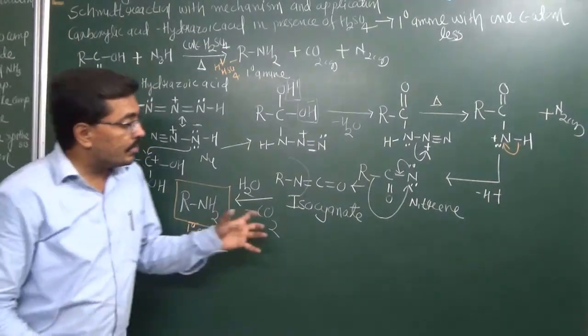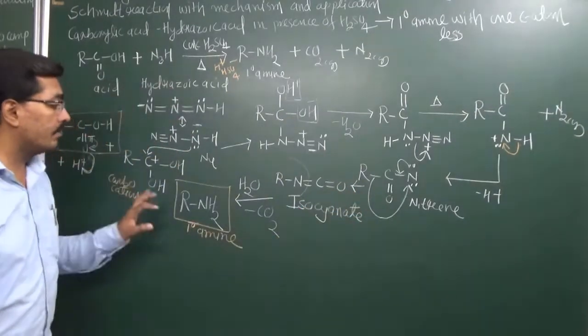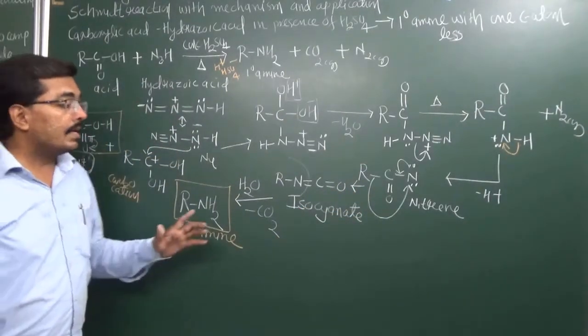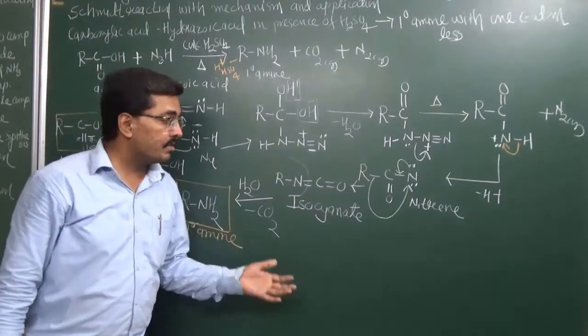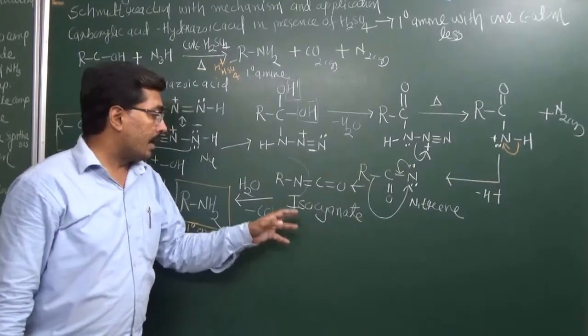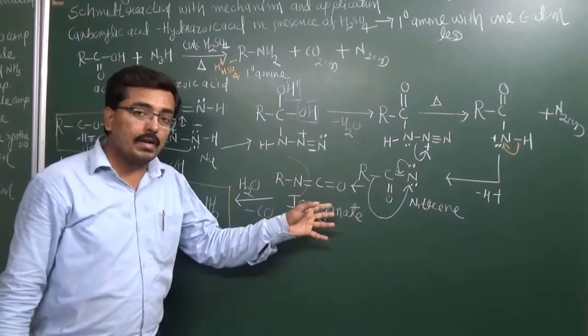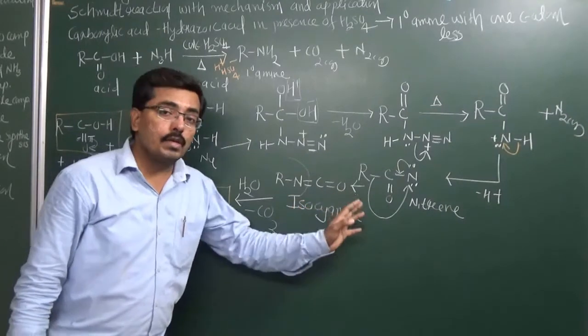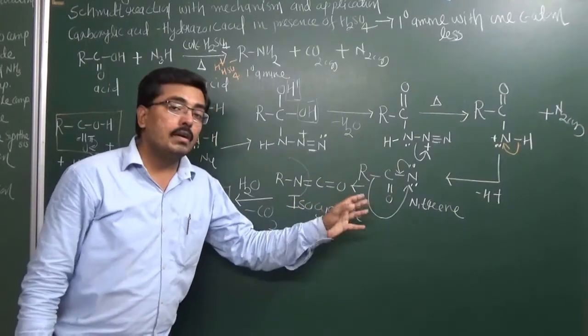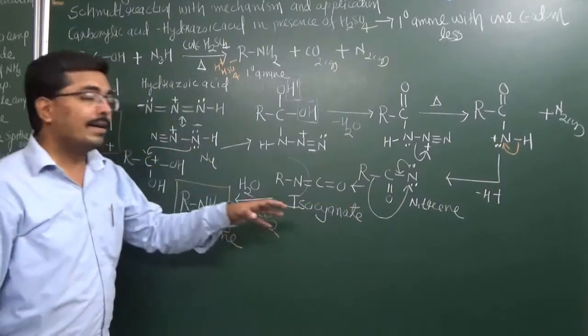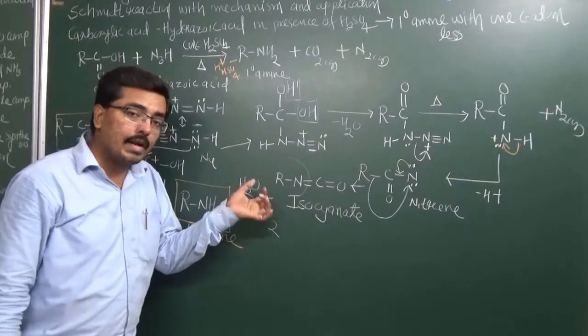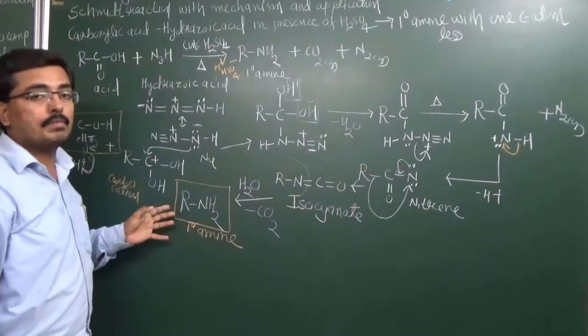Now suppose your question is how isocyanate is converted into primary amine. In the Hofmann rearrangement reaction we have already discussed that hydroxyl group attacks on this, it is converted into carbamic acid, and carbamic acid further decarboxylation gives us a negatively charged species on nitrogen, and further it gives a primary amine.